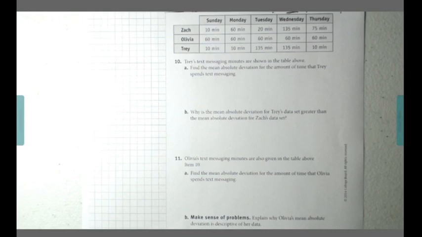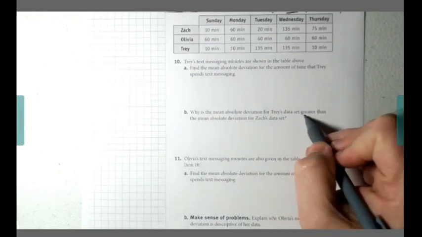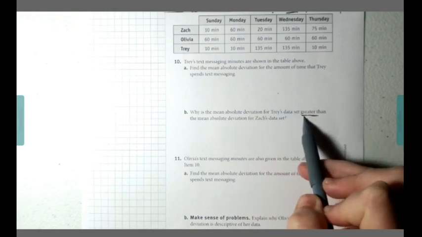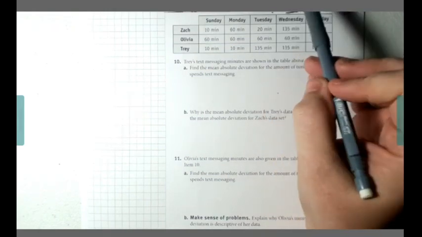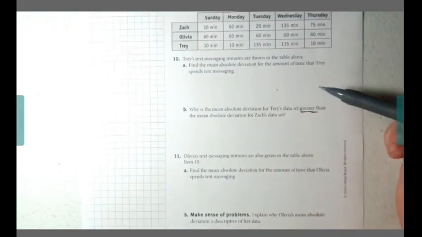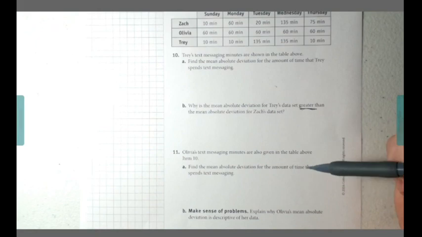So, this is key. It already tells you that the value we get here should be greater than the one we got for Zach, which was 36. So I want you to work questions 10 and 11 with your table mates.